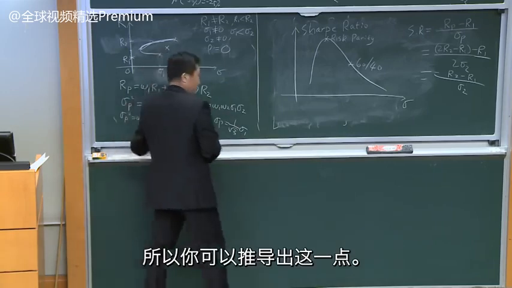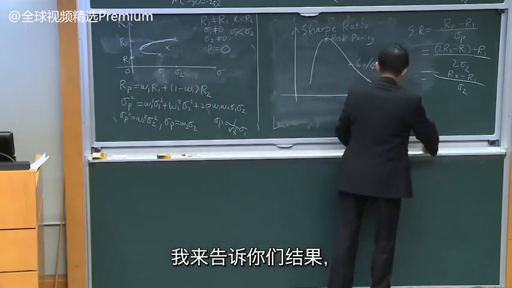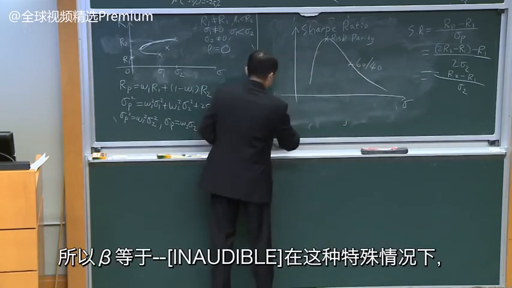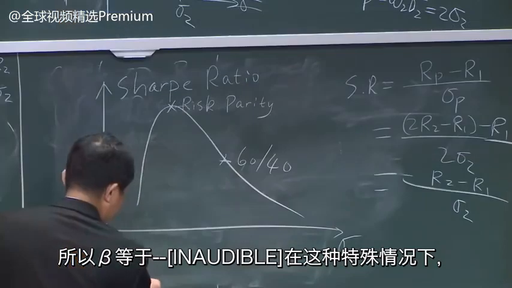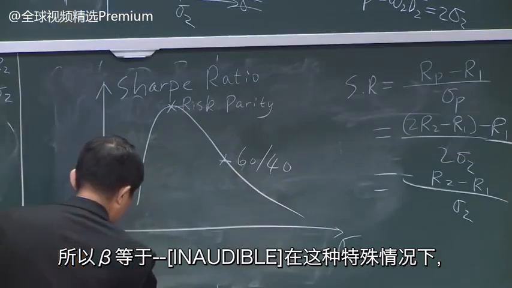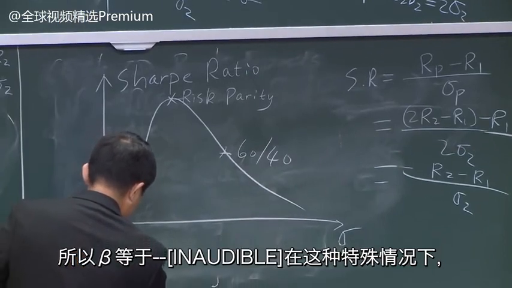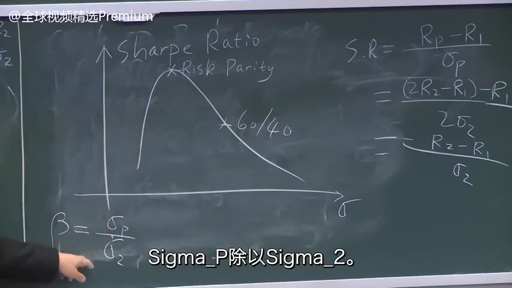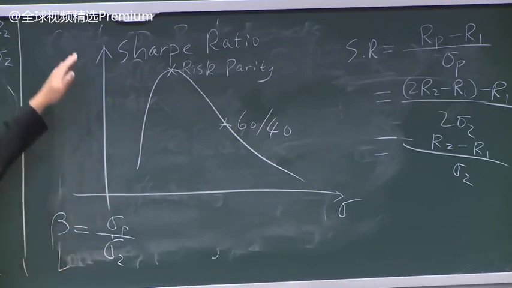So you can derive that. I'm going to tell you the result, but I'm not going to do the math here. So beta, in this special case, equals sigma p over sigma 2.